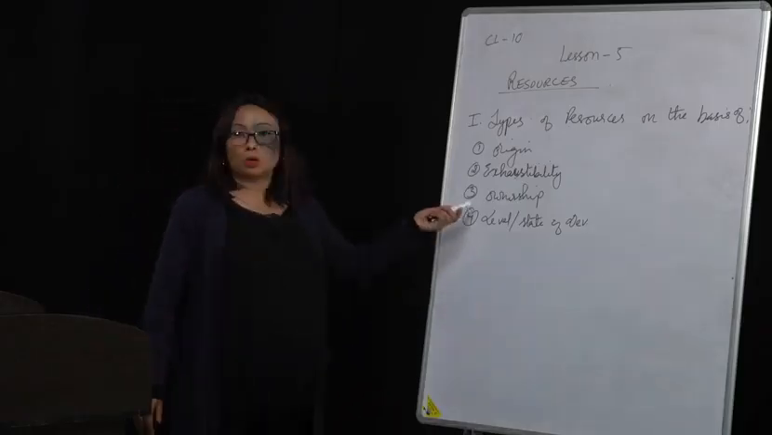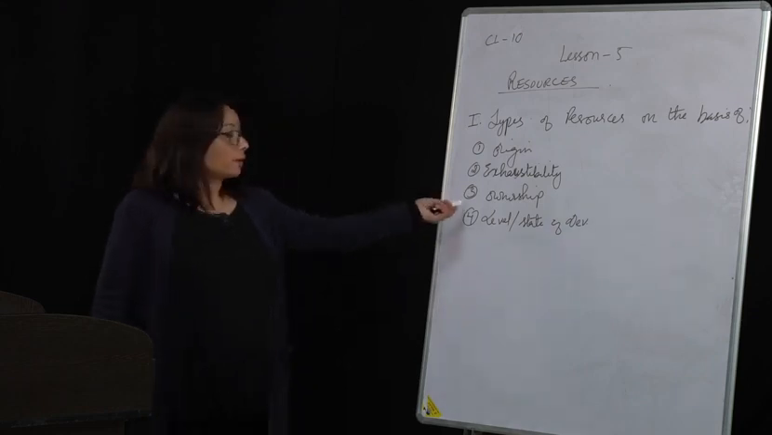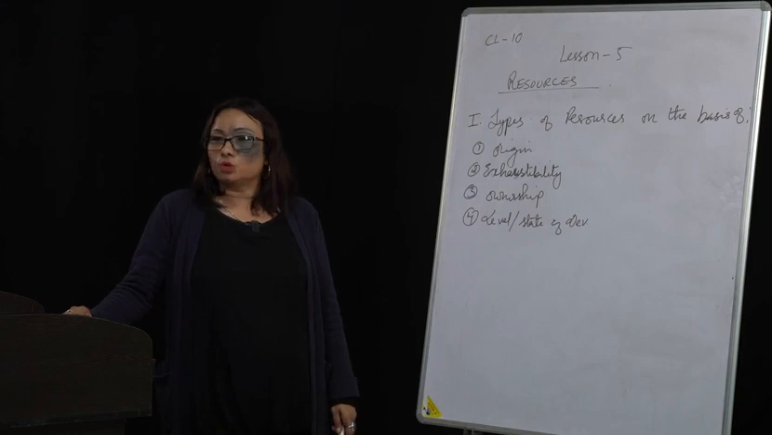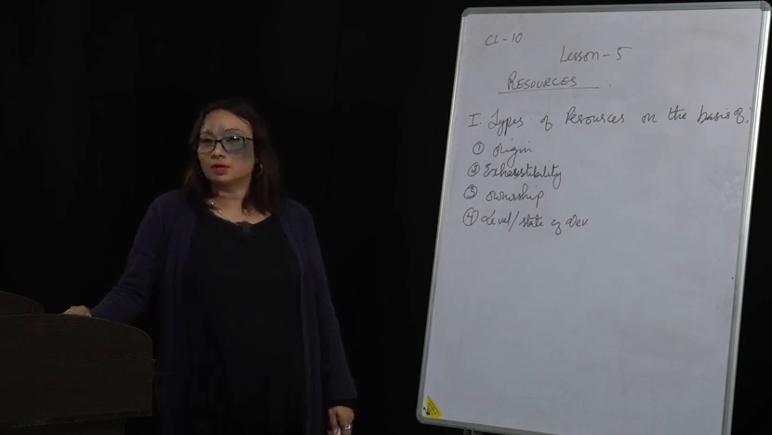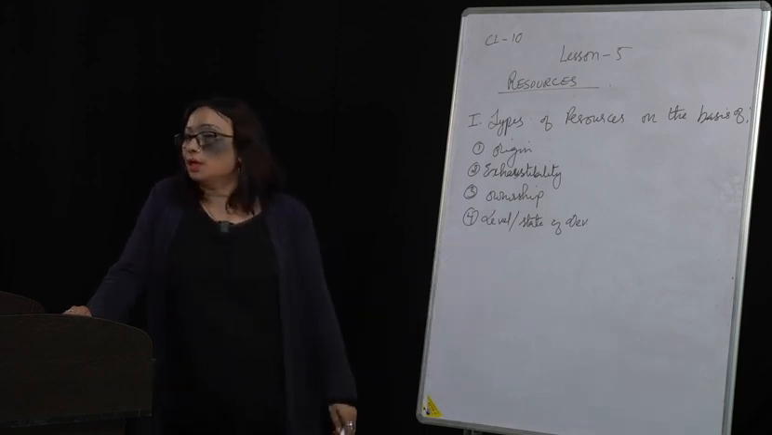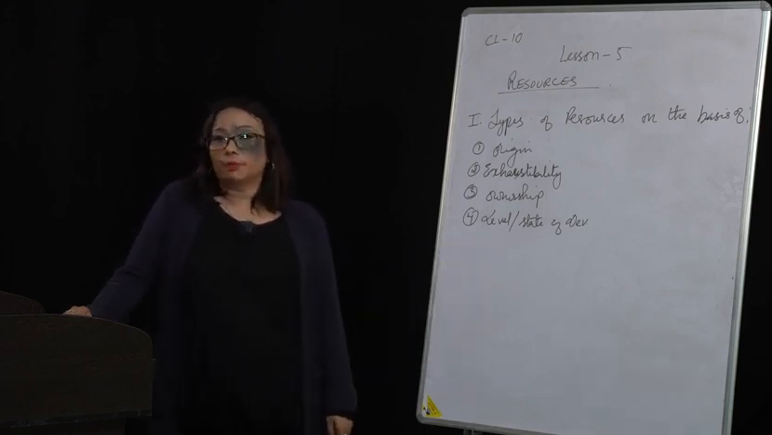Then the third one, ownership. As the word says, ownership means who owns it, whose is it, who is the owner. On the basis of ownership, resources can be classified as individual, community, national and international.